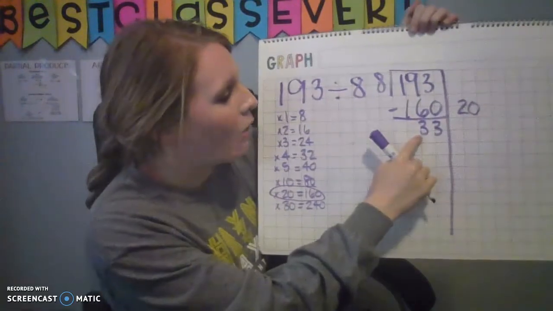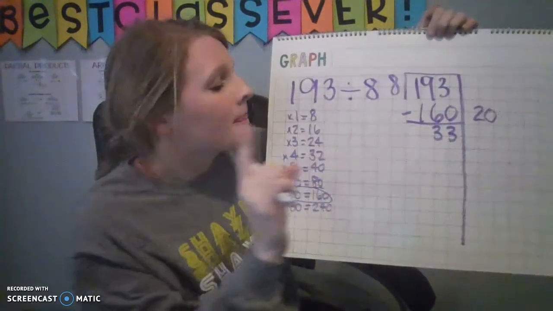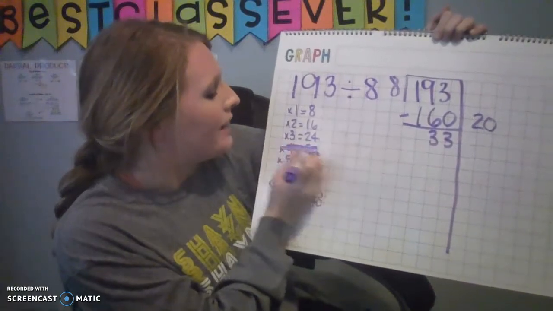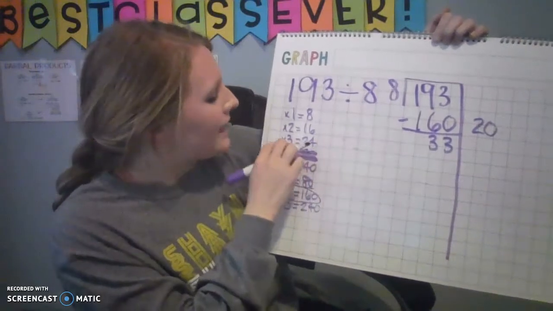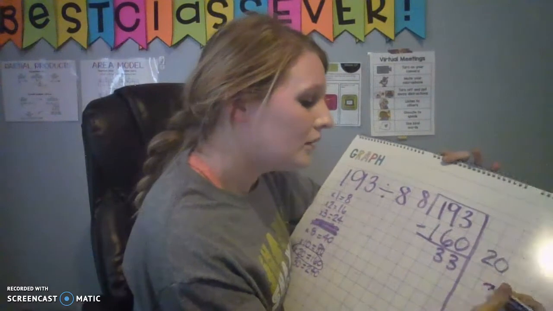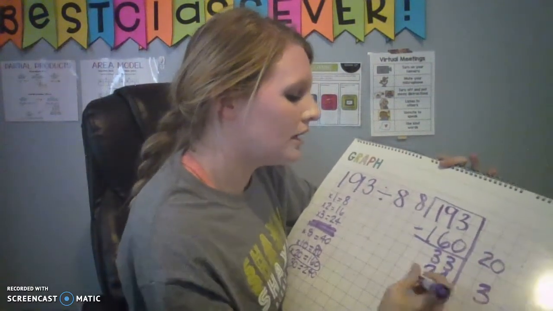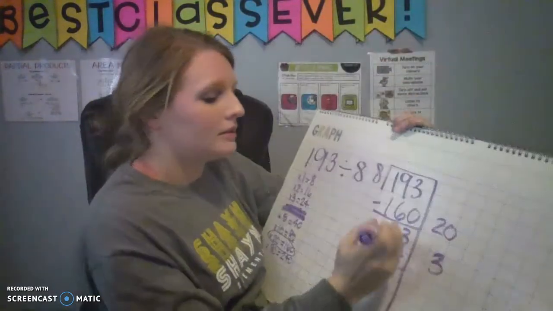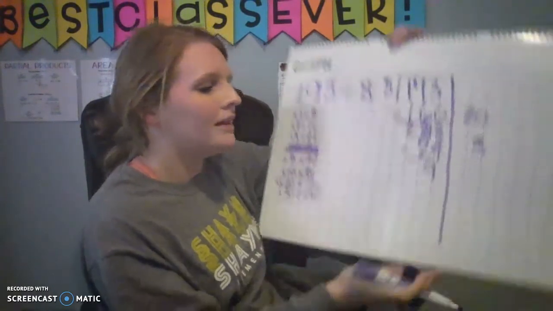Now I have to find out what's going to get me close to 33 without going over. This is the cool part about this strategy. I'm going to pretend like I didn't know 8 times 4 was 32. Say you only know 8 times 3 was 24. I could use that fact. So I'm going to put my 24 on the inside and my 3 on the outside. And I'm going to subtract again. So I have to borrow here. Okay, but I end up with 9.